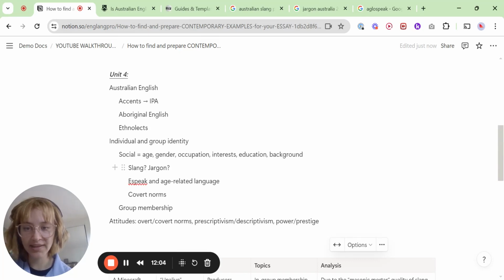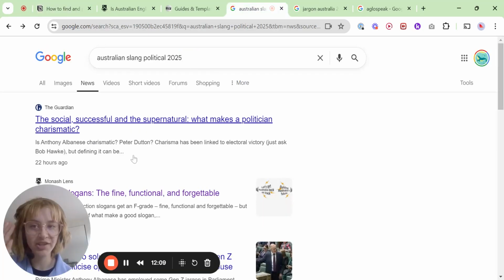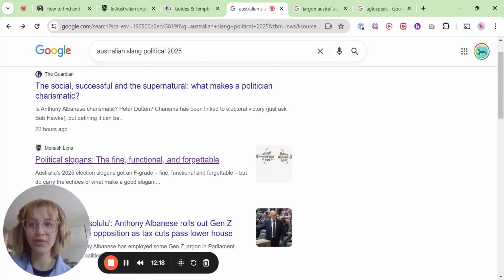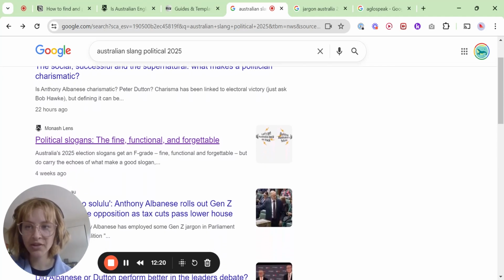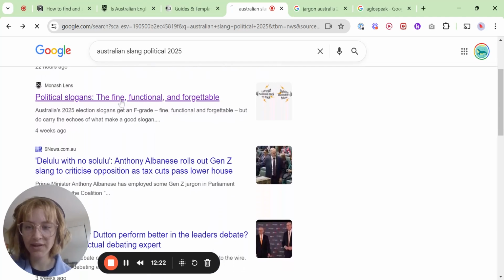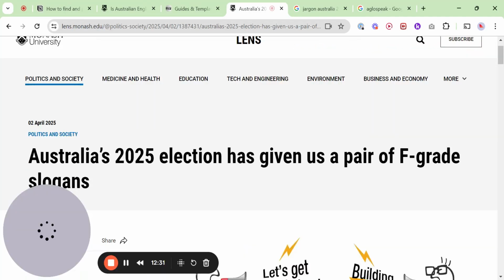Let's do Australian slang, super common one. And just Australian slang, political 2025. So I put political in because might as well, right? You're in the middle of an election, and there's going to be a lot of talking. So beautiful. Let's do another Monash lens one.